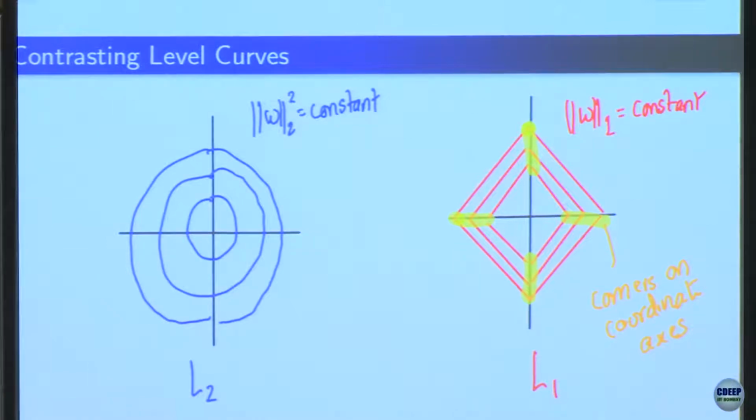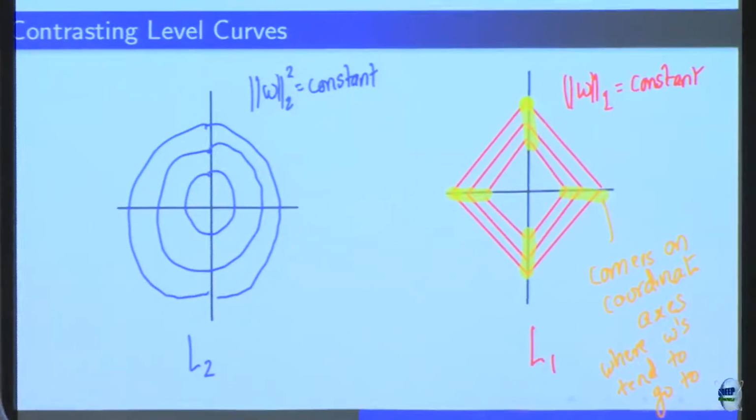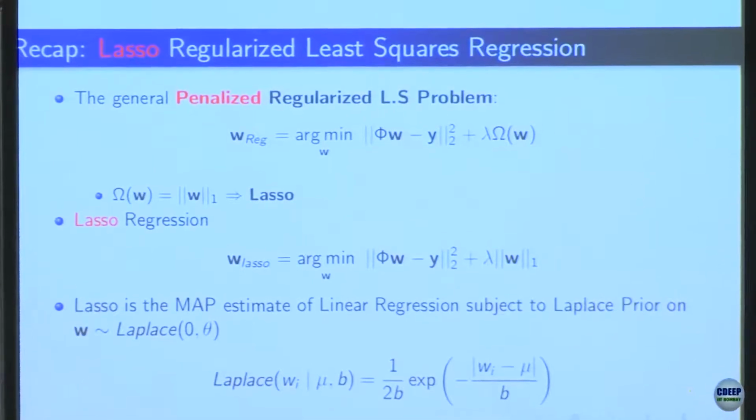I gave you this analogy that physically also we find that when there are corners, edges, the dust tends to accumulate there, and that we find with points as well. The points tend to accumulate at the corners. Okay. And this is Lasso regularization.